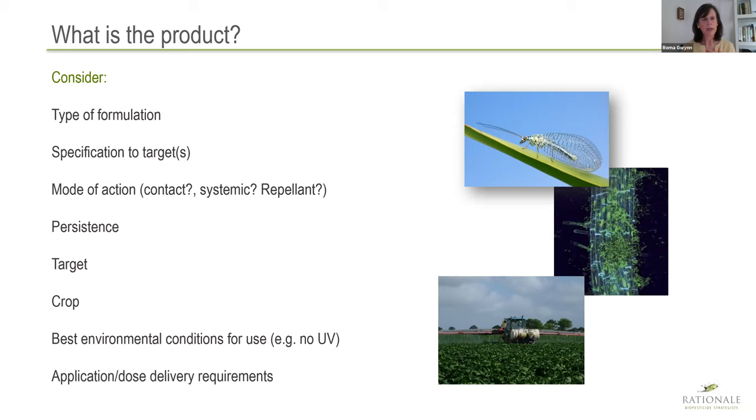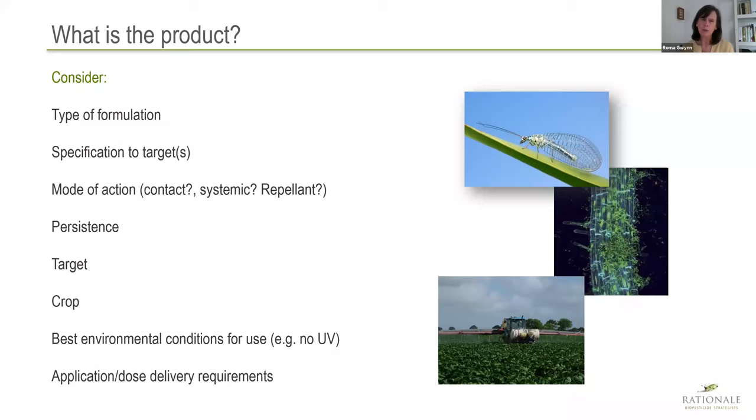And we need to look at the labels and say, well, are there conditions under which I shouldn't use it? For example, if it says this product is sensitive to UV, then I need to think about, well, should I be setting up my trial in the morning or the evening? And clearly, if something's sensitive to UV and you can set up the trial in the evening, you have a window of time where you're not having such a strong effect from UV. Baculoviruses, and there is a baculovirus for fall armyworm, are particularly susceptible to being killed by UV and light. But other products have conditions that they require for temperature or humidity. So again, you need to pay attention to that.